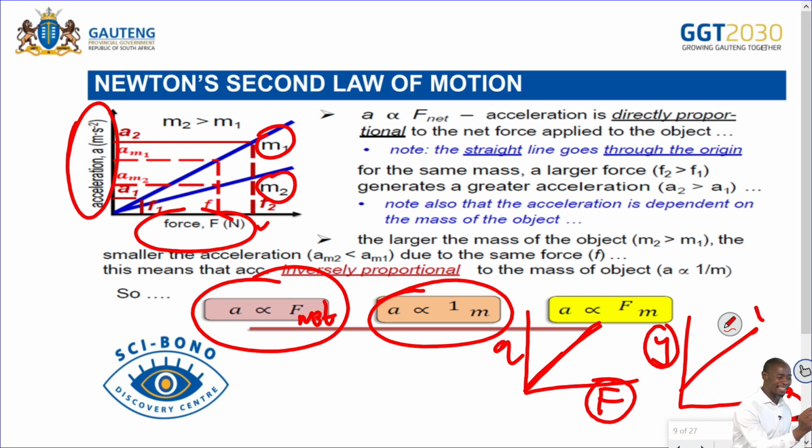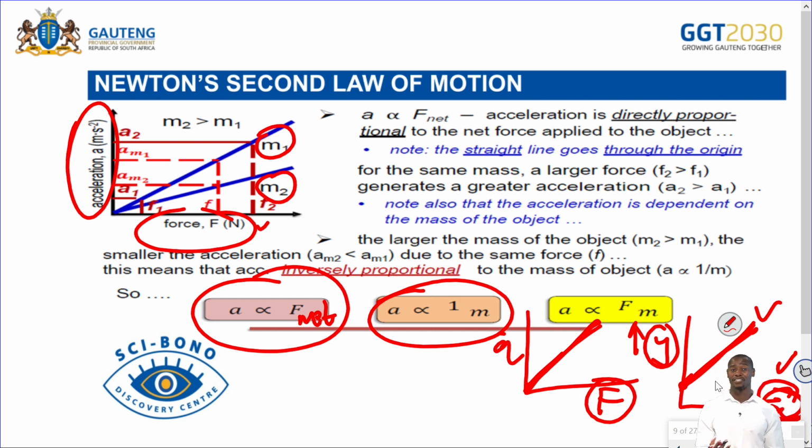But with this one, there's no direct proportionality. Why am I saying there's no direct proportionality? For direct proportionality, your graph must start from the origin. Your straight line must start from the origin. With this one, it does not start from the origin. Although as your X increases, your Y also increases, there's no direct proportionality between Y and X. But here there's a direct proportionality between A and F, because your straight line starts from the origin.